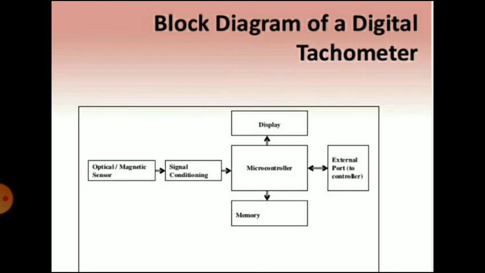Now, this is a block diagram of a digital tachometer. The various elements in a digital tachometer are an optical or magnetic sensor, then a signal conditioning element, then a microcontroller, memory, an external port that is connected to the controller, and you will see the display at the top. So these are the various elements of a digital tachometer. Now the digital pickups are of two types. First is the photoelectric type and second is the inductive type.